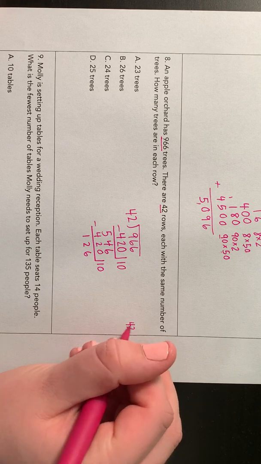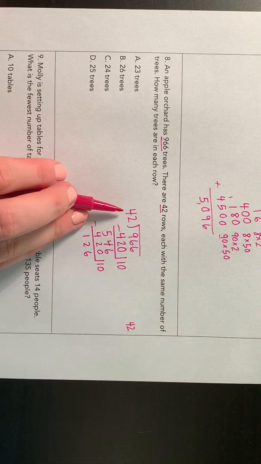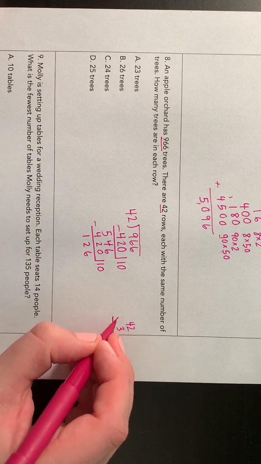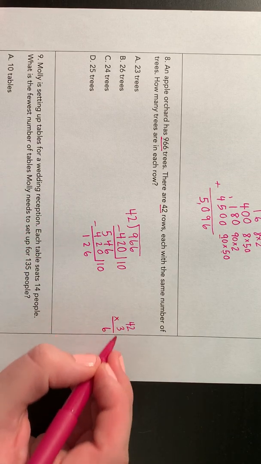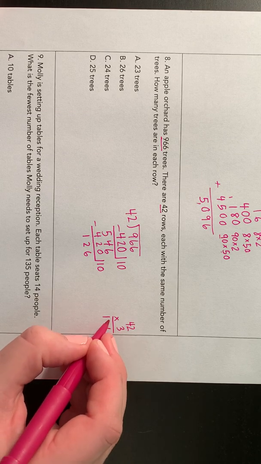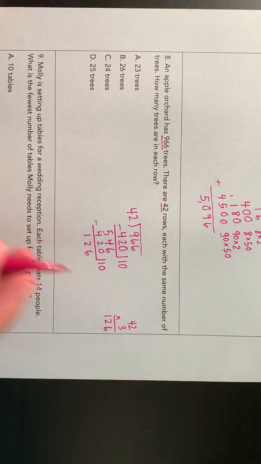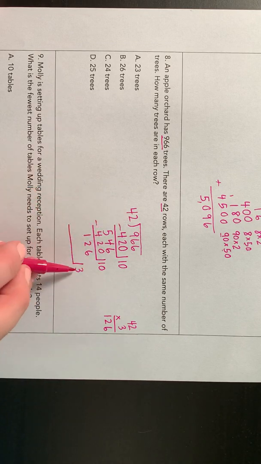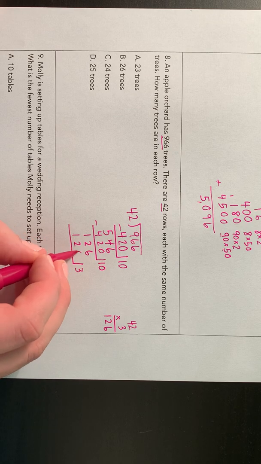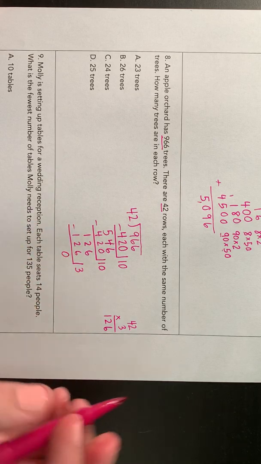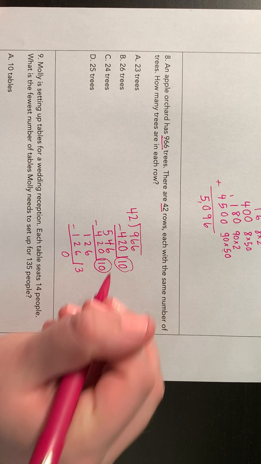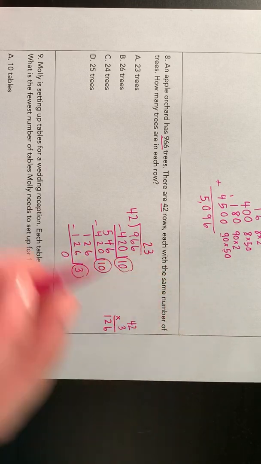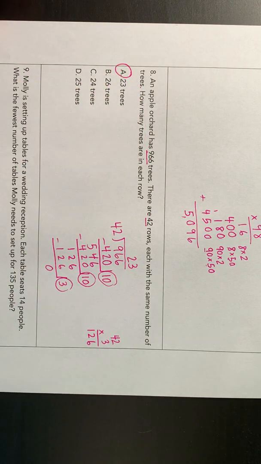I'm going to try 2. I know that 42 doubled is going to be around 80, so that's a little too small. I'm going to try going in 3 times. So 3 times 2 is 6, and 3 times 4 is 12. So that's exactly 126. So I know that 42 can go in 3 times. 42 times 3 is 126. Subtract, and I get 0. So no remainder. So now I just have to add up my outside numbers. 10 plus 10 plus 3 is 23. So that means that my answer is A.